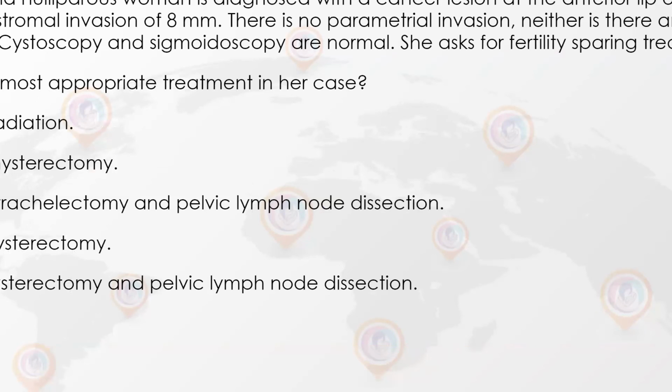Okay, and now this is again another question regarding cervical cancer. So this is a 32-year-old nulliparous woman diagnosed with a cancer lesion at the anterior lip of the cervix with stromal invasion of 8 millimeter. There is no parametrial invasion, neither is there any lesion elsewhere. Cystoscopy and sigmoidoscopy are normal, and she asks for fertility sparing treatment. So what will you do here?